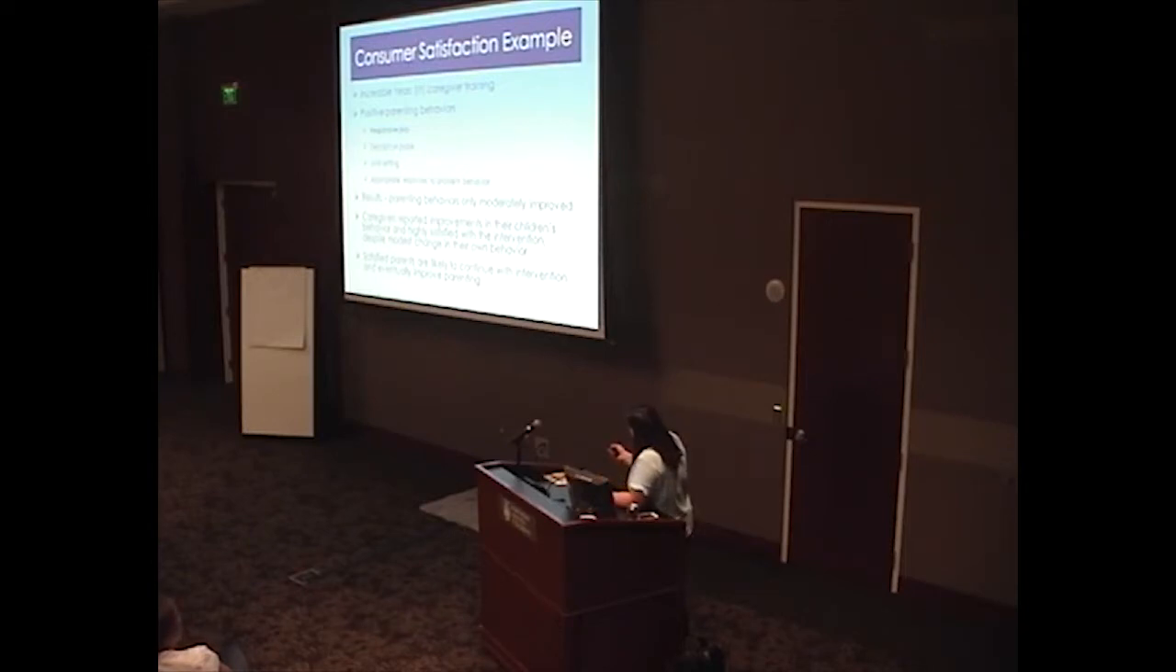So the four that they set out to teach parents were responsive play, descriptive praise, limit setting, and appropriate responses to problem behavior. With their results, the parents only moderately improved their behaviors. Remember, that's the outcome, the parent behaviors, that's what they were teaching. So they only improved a little bit. But the caregivers actually reported that their children's behavior improved and that they were highly satisfied with the intervention, despite only modest change in their own behavior.